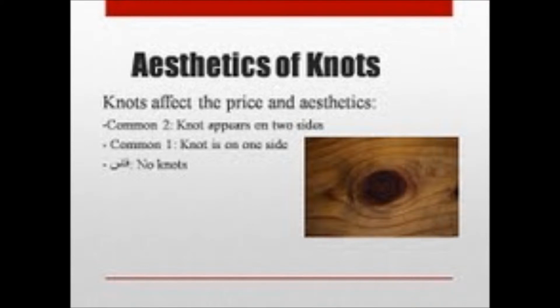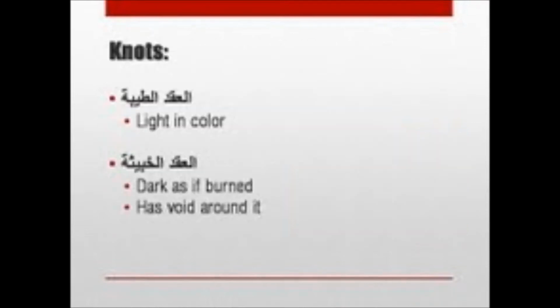An important factor that contributes to the price is the aesthetics of knots. One of the characterizations of knots is what they call in Egypt common 1, common 2, and fez. In common 2, the knots appear on two sides. In common 1, it appears only on one side, and fez is considered to be the best because it has no knots at all.